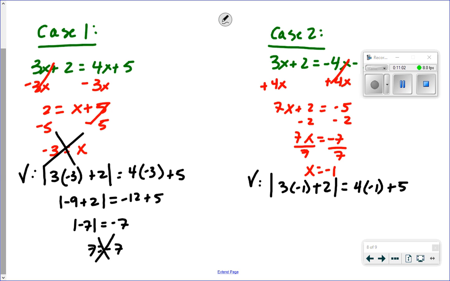Again, same thing. We need to see if the two sides equal each other. So 3 times negative 1 is negative 3. 4 times negative 1 is negative 4. Negative 3 plus 2 is negative 1. And negative 4 plus 5 is 1. Absolute value of negative 1 is 1. Does 1 equal 1? Yes. So that means we can circle x equals negative 1 as our solution to this absolute value equation.